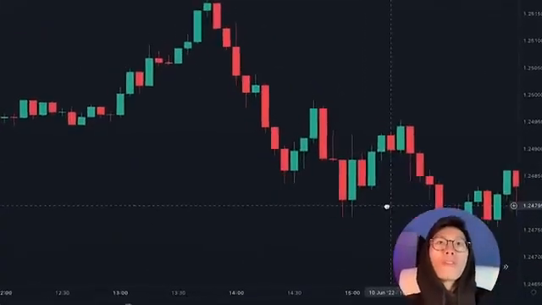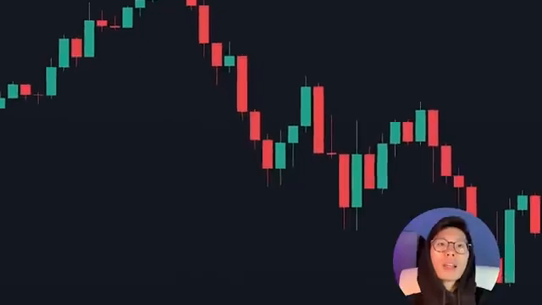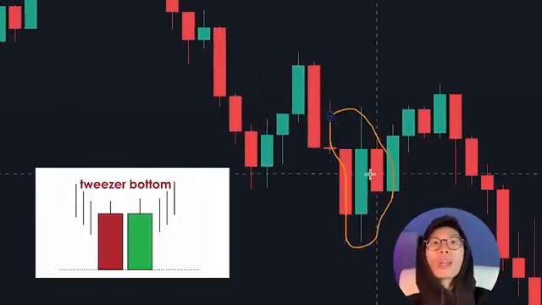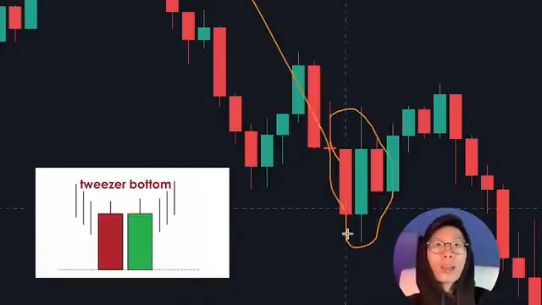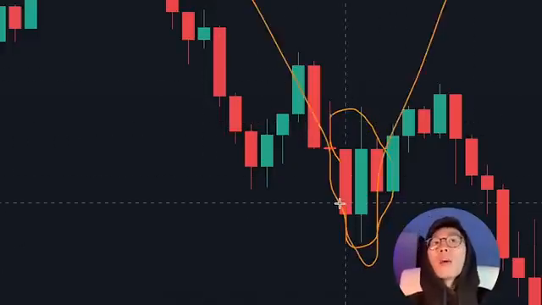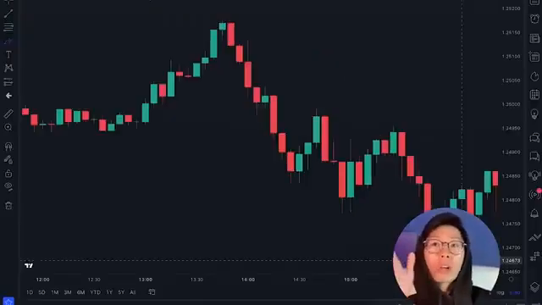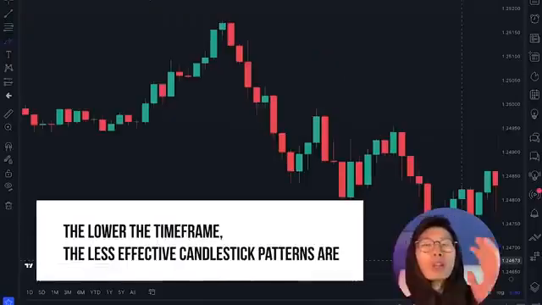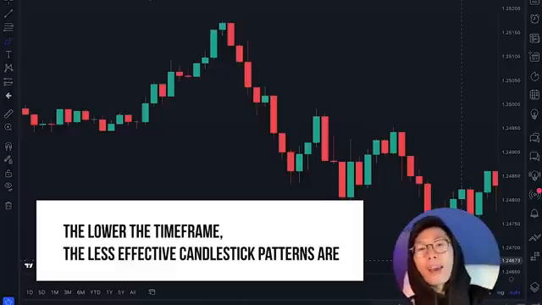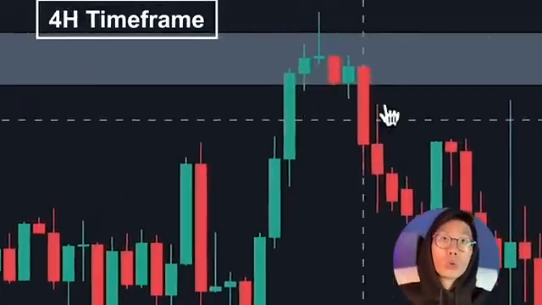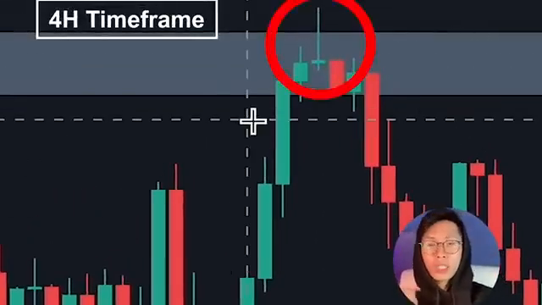So right now we are on the 5-minute time frame, and you can see price did a little tweezer bottom right here. You can see this one red candle, one green candle, and it's supposed to reverse when you see this pattern, right? But guess what? Price continued going down even further. That is because on the 5-minute or the 15-minute time frame, the lower the time frame, the less effective the candlestick patterns are. So in this example, you saw this little doji being formed at this resistance area.